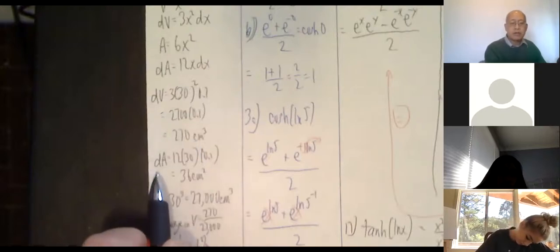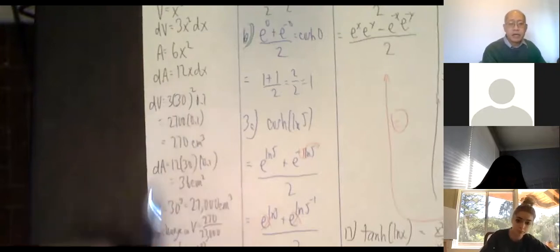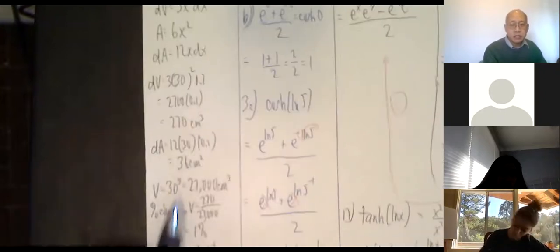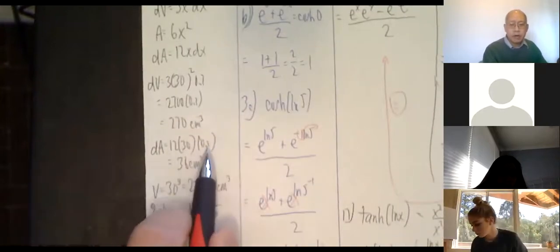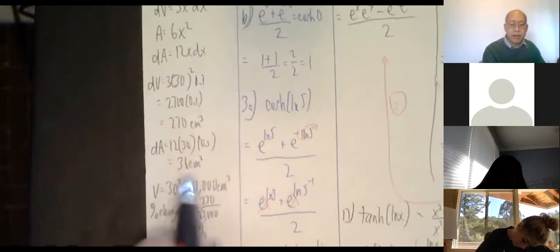Okay, do the same thing for the area. My possible change in area is 12x dx. So 12 times 30 times 0.1, punch it in the machine, 36 centimeters squared. That's the maximum error in the area.